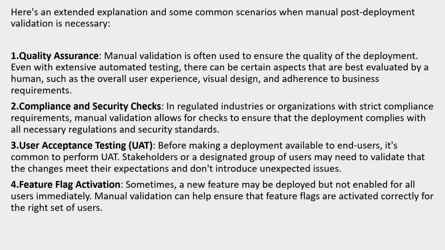User acceptance testing (UAT). Before making a deployment available to end users, it's common to perform UAT. Stakeholders or a designated group of users may need to validate that the changes meet their expectations and don't introduce unexpected issues. Feature flag activation. Sometimes a new feature may be deployed but not enabled for all users immediately. Manual validation can help ensure that feature flags are activated correctly for the right set of users.